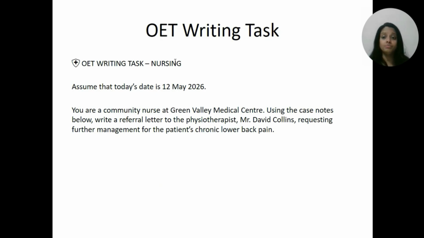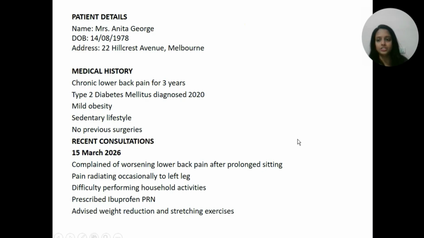So assume that today's date is 12 May 2026. You are a community nurse at Green Valley Medical Center. Using the case notes below, you have to write a referral letter to the physiotherapist, Mr. David Collins, requesting further management for the patient's chronic lower back pain. Okay, I'm just going to give you the patient details. You can go one by one.